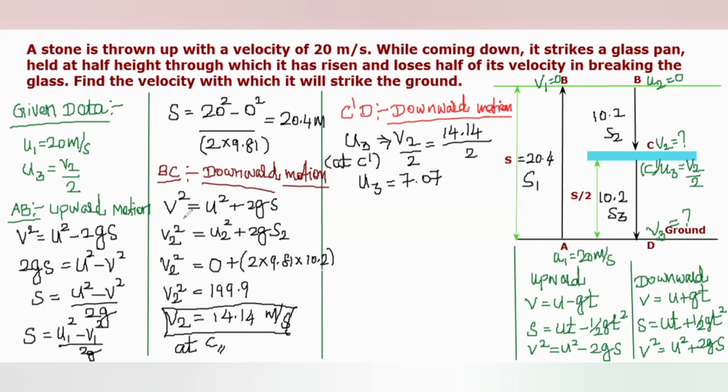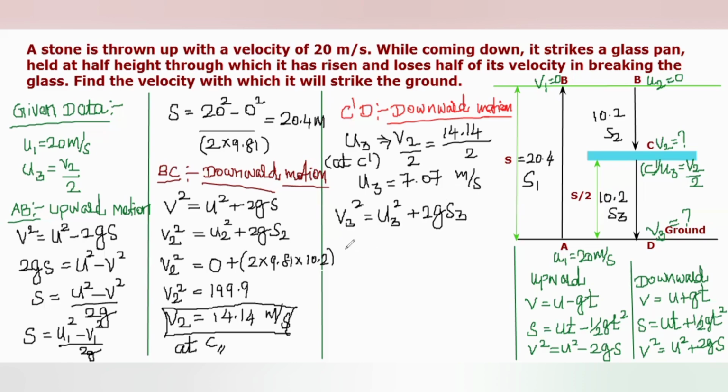Here, the same equation we can use: V square equals U square plus 2GS. So here, V3 square equals U3 square plus 2GS3, where this is the third segment. Here, U3 has a value. Previously it was a free fall, that's why it was 0. Here U3 at point C dash, we have some value, that is 7.07 meters per second.